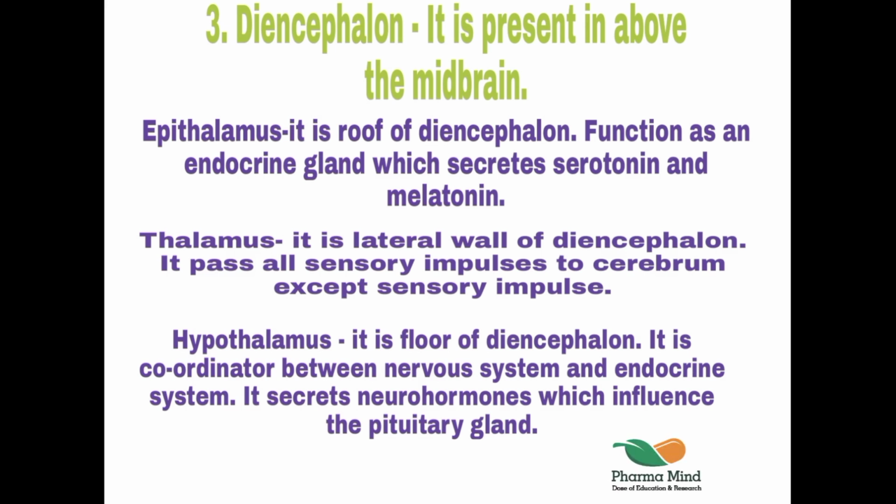Thalamus is the lateral wall of the diencephalon. It passes all sensory impulses to the cerebrum except the sensory impulse of smell. Hypothalamus is the floor of the diencephalon. It is a coordinator between the nervous system and the endocrine system. It secretes neurohormones which influence the pituitary gland.